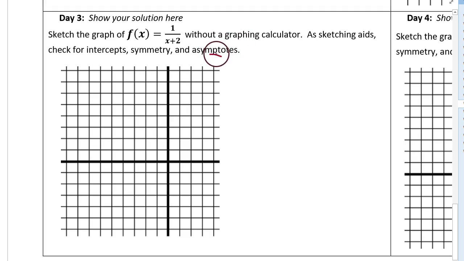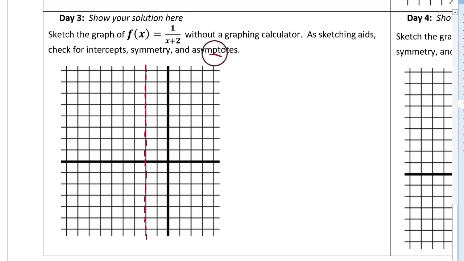First of all, vertical asymptotes. What are the x values that you're not allowed to use? X cannot be -2 because that would make 0 in the denominator. So there's a vertical asymptote crossing the x-axis at -2. I'm drawing that in with a dashed line. It's crossing right there at the -2 mark.